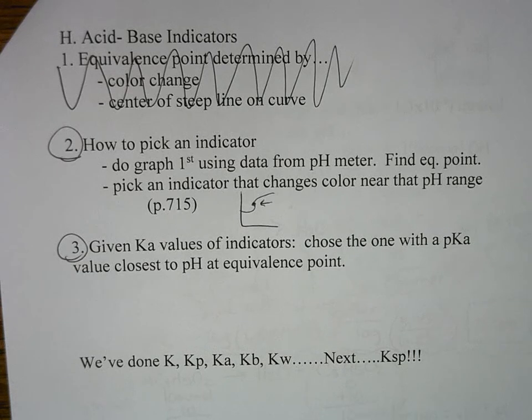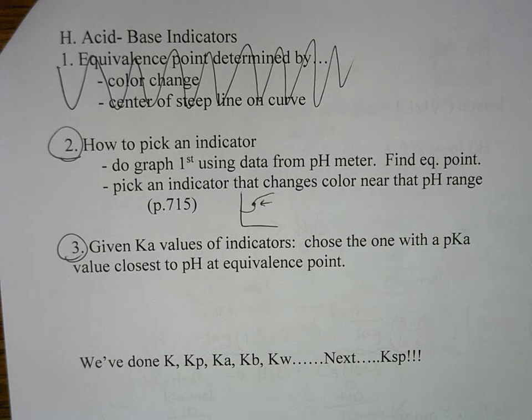It shows you all the different indicators and what color changes they go through in an acidic pH and a basic pH. The little bars represent the pH where they change color. So this indicator over here changes color at pH 1, and so on. If you're looking for something that changes color at pH 7, then you would go over to 7 and see which indicators change color at that pH. And then you could choose that as an indicator.